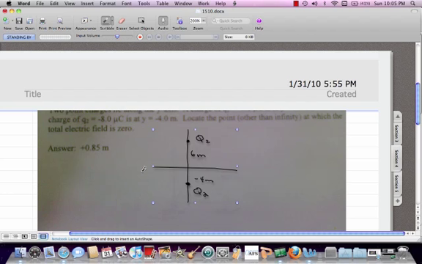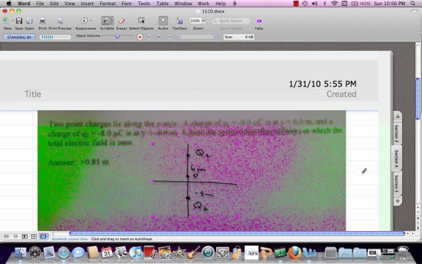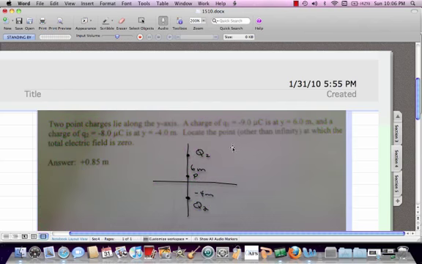And so what we want to find is the point along here. Let's just call it P. And I'm not sure where it is. It's somewhere in between probably these two charges. And why do I think it's in between? And that's because one of the charges is, let's see, okay, so I got that wrong. Let's erase that.